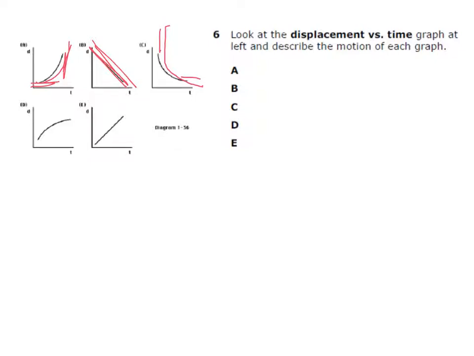We're basically going backwards fast and coming to a stop. In this one right here, we're slowing down because we start off steep and we end up shallow. So we're slowing down in the positive direction. And then here we have a straight diagonal line, so that is constant velocity in the positive direction.